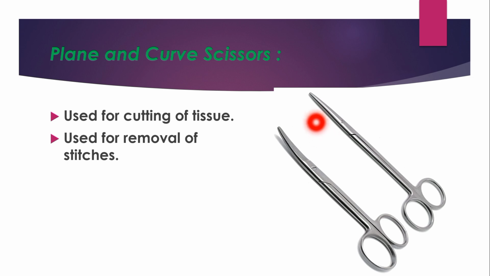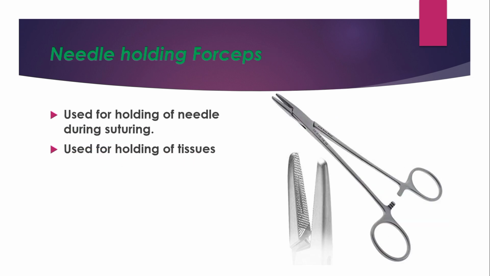These are the plain scissors and the curved scissors, and these scissors are used for cutting of the tissues, and they are also used for removal of the stitches. This one is a needle holding forceps, and the identification finding in the needle holding forceps is that they consist of crisscross serrations, and the needle holding forceps is used for holding the needle during suturing, and it is also used for holding of the tissues.